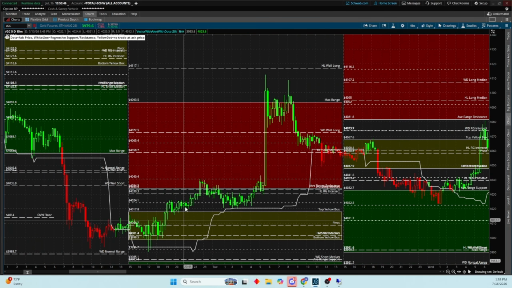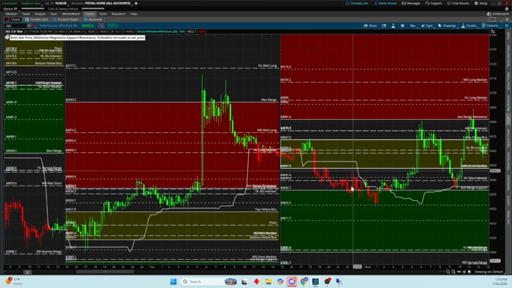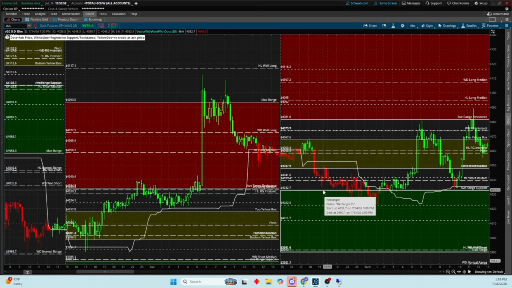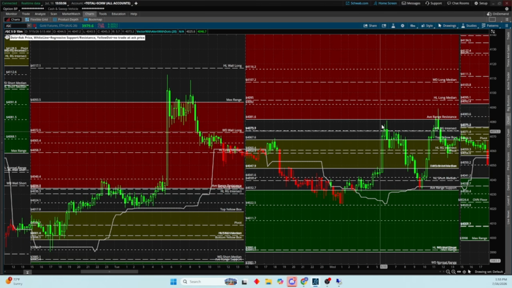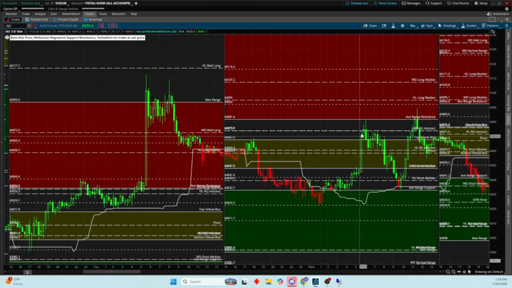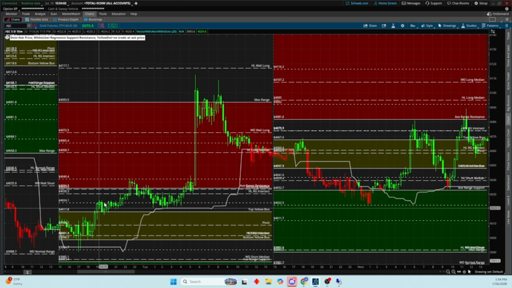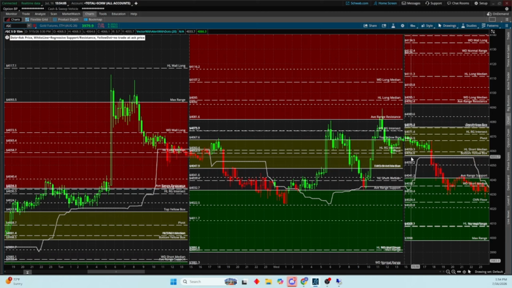And then also over here, 15-minute break above top yellow box. What you then do, this is for the first break and close of the day. All the other ones after that, we don't really pay attention to. You can see over here, 15-minute break above, we don't care. It's for the first break and close of the day. First one here, first one here, first one here.